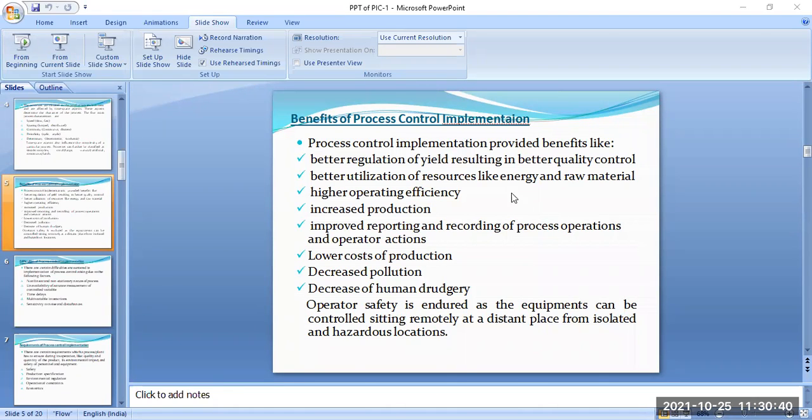Yes, sir. Any doubts? Please ask me. So this is another question: what is the benefit of process control industries? Or sometimes this question also comes: write the implementation process of process control plant or industries. Okay, so at that time you have to point out these things also.